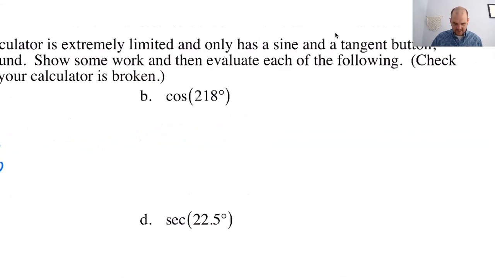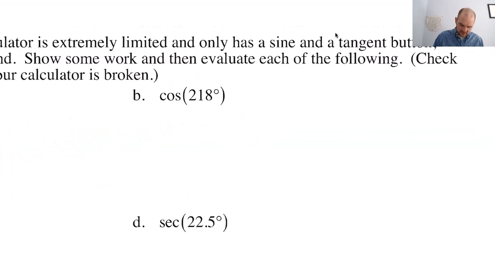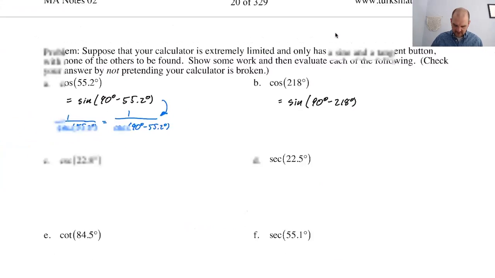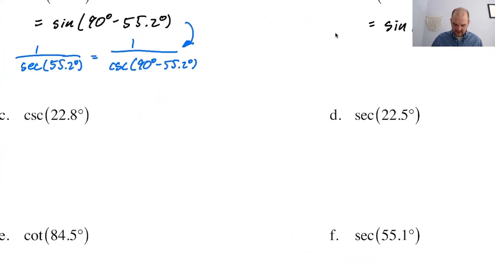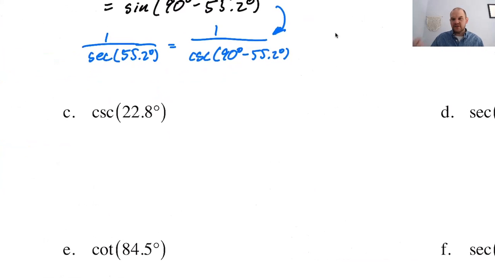So cosine of 218. We have a sine button, so I'm going to say that that equals... Now this is where it's weird. We said earlier that your complements and your supplements don't need to be positive, right? So we can actually just say that this is going to be equal to the sine of 90 minus 218. That's pretty crazy that you can do that, but you can. It's going to work. I'll finish this, and then I'm going to go to the calculator and punch a bunch of them in. You can do that on your own, but I'll show you some that I'm going to mess around with.